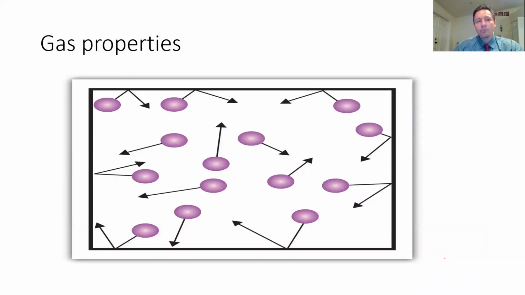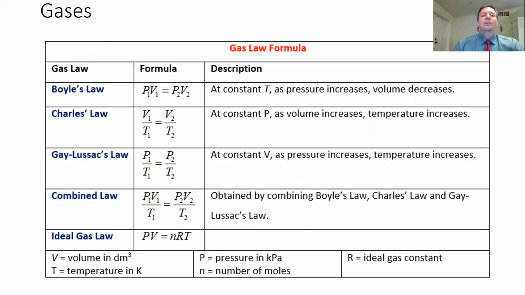Gases. We mentioned them before: constant, rapid, random, perfectly elastic collisions. So we are going to go through the gas laws in this section. Remember, we have Boyle's law, the inverse relationship between pressure and volume. Charles's law is the directly proportional relationship between volume and temperature, and Gay-Lussac's is pressure and temperature. Still a direct correlation, directly proportional.